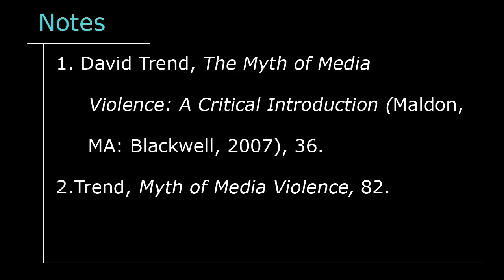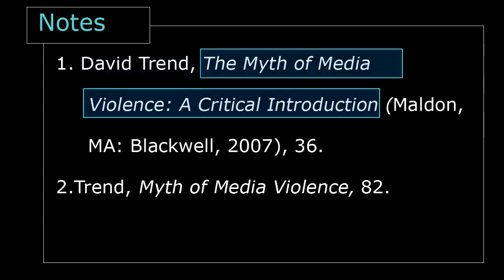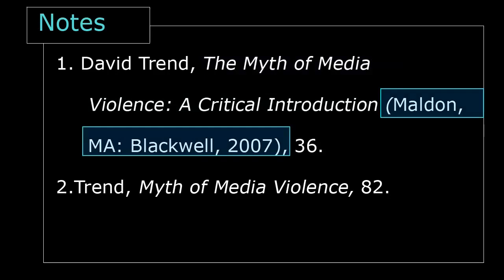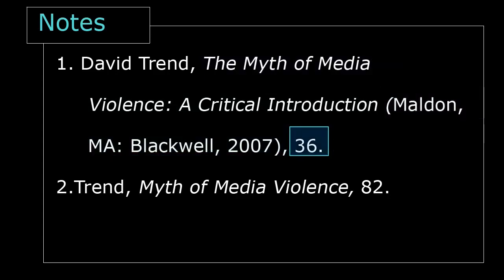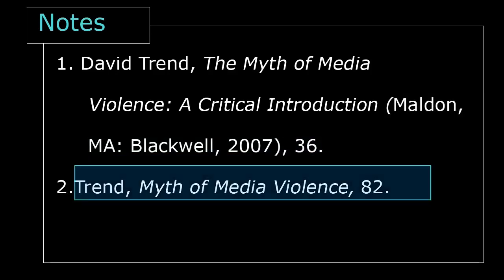The first time you refer to a source in a note, give the full information about it. For a book, that would include the author's name, first name first, the title in italics with each main word capitalized, the place of publication, the publisher, the year in brackets, followed by a comma, and the page number. If you refer to the same source again, use a short form that only includes the author's last name, the first few meaningful words of the title, and the page.